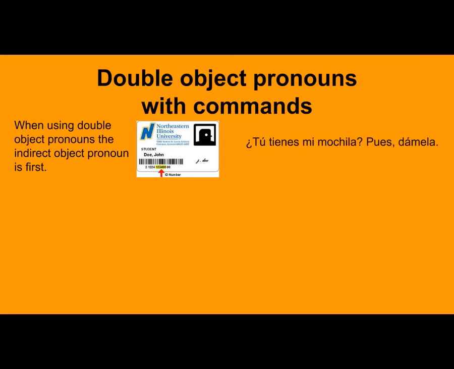¿Tú tienes mi mochila? Pues dámela. You have my backpack? Well, give it to me. Me is the indirect object pronoun, which is why it's before the la, the direct object pronoun. Again, notice the accent mark on the third syllable from the end.